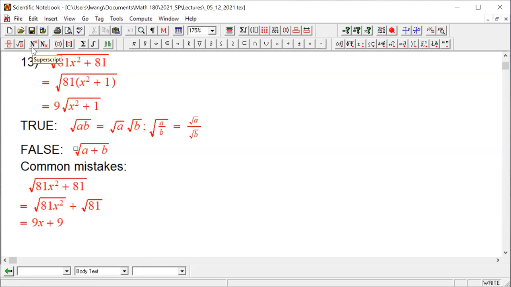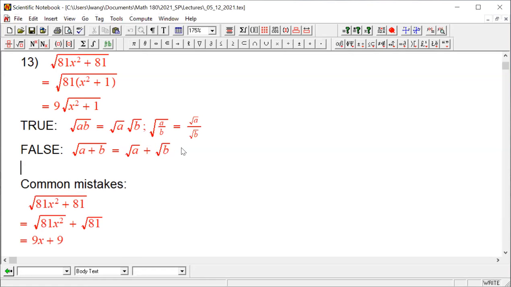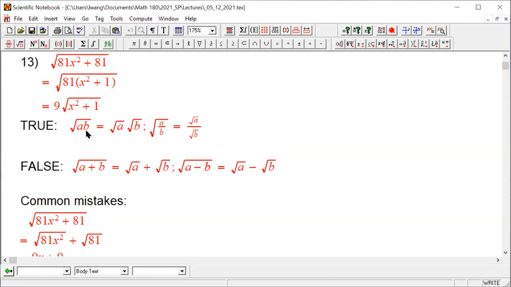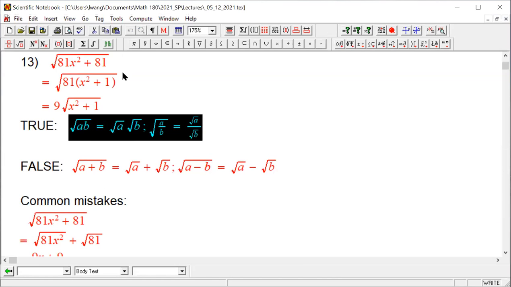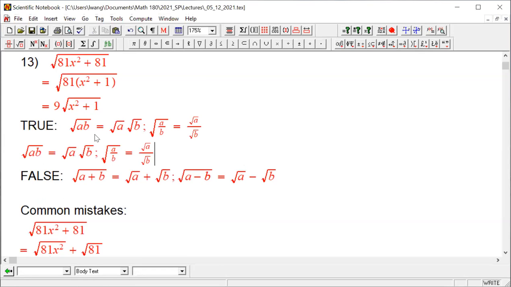The square root of a plus b does not equal root a plus root b. You have a counterexample for it. Everyone should have a counterexample for it. Okay? Very common mistake. If you have subtraction, those are false too. And these are not only true for square root, it's for any root.